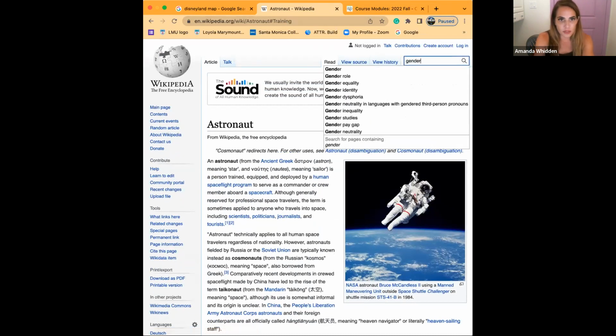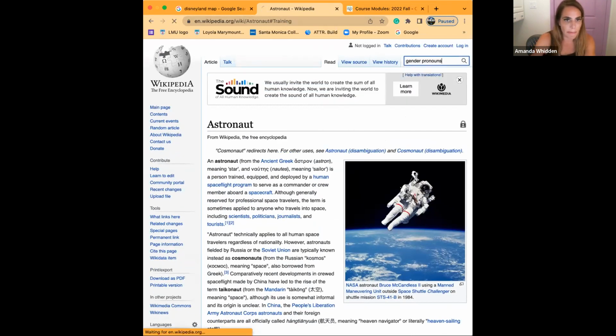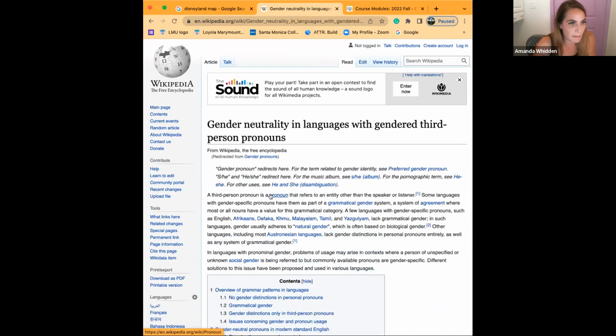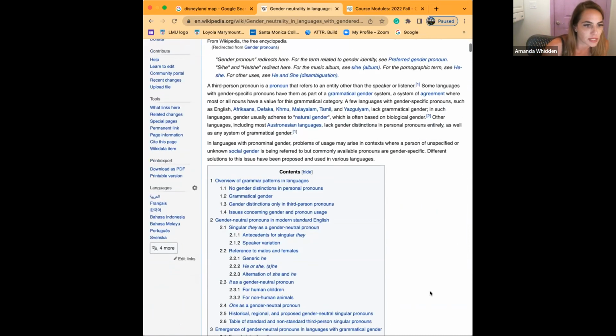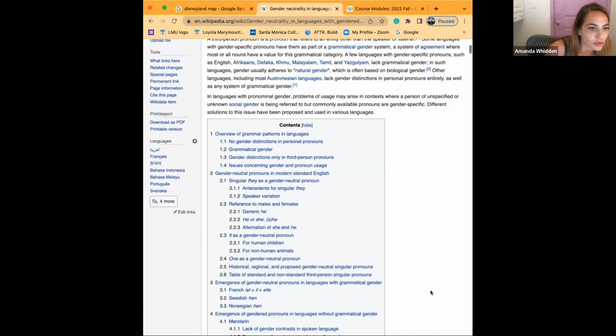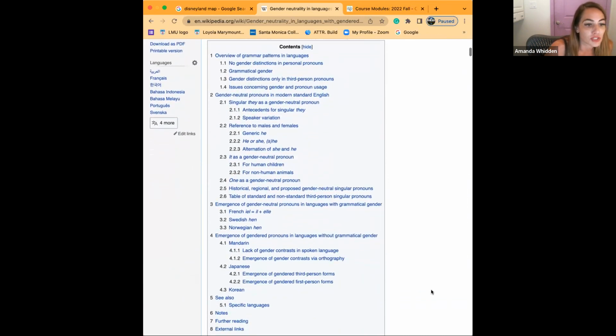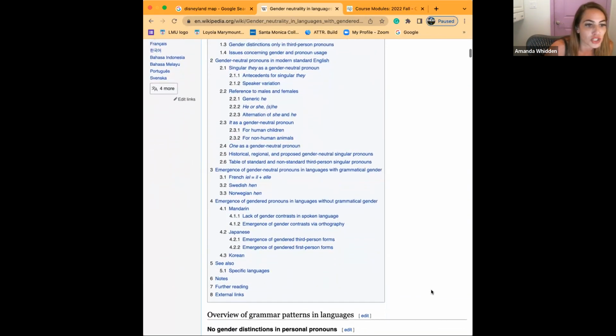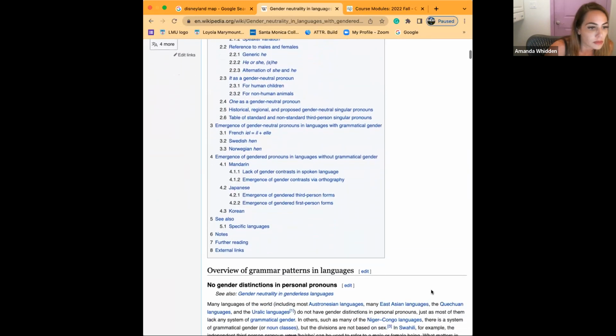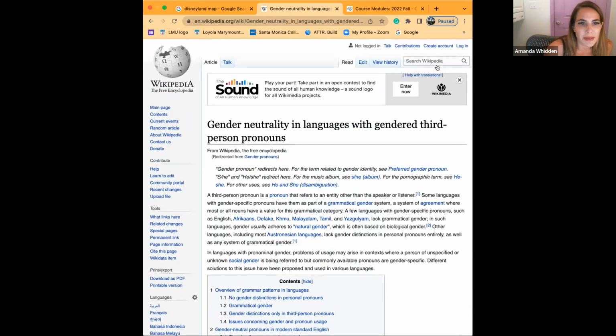We can also look up gender pronouns and check in here. So, gender neutrality in language, with gender third person pronouns. Let's see what this says. Overview of gender neutral programs, reference to emergence of gender neutral program, no, emergence of the gendered programs, no. So in this case, these may not be our best for Wikipedia. However, what those maybe are better through different types of websites.